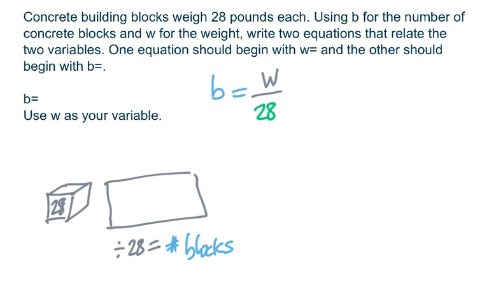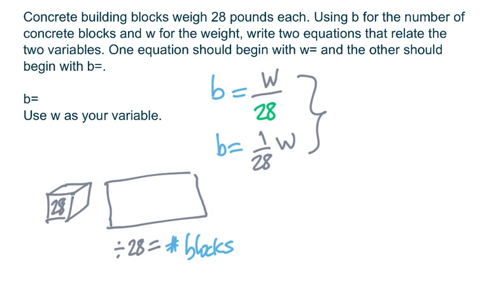There's another way that we can write this also, which is to say that B equals 1/28 W. So that's another way to write this equation. Either of these are correct.